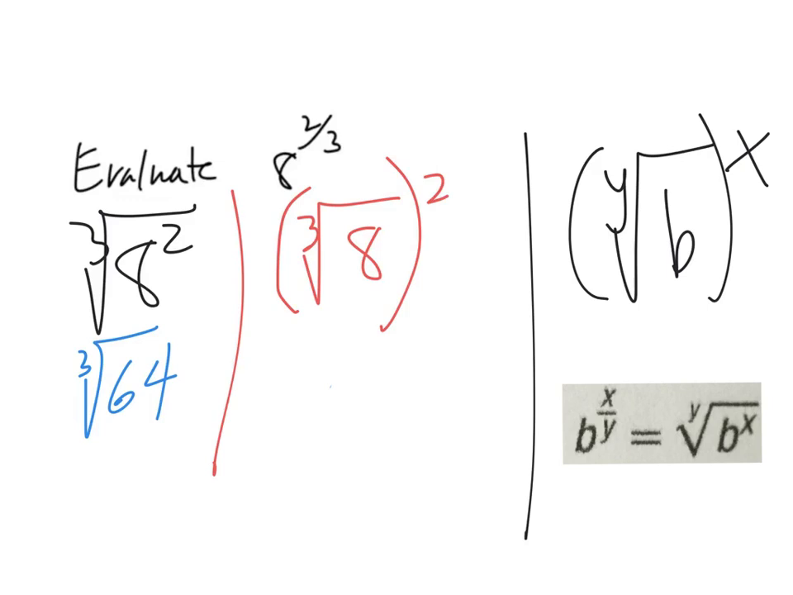Okay, what is the cube root of 8? 2. And so this is 2 squared. Now, either way, I get 4. It's the same problem. My point is, you can choose which one you like better.